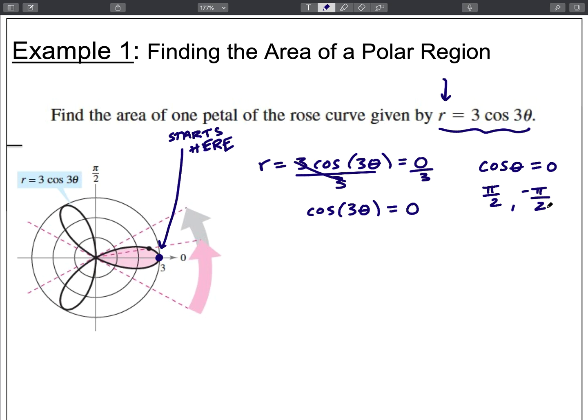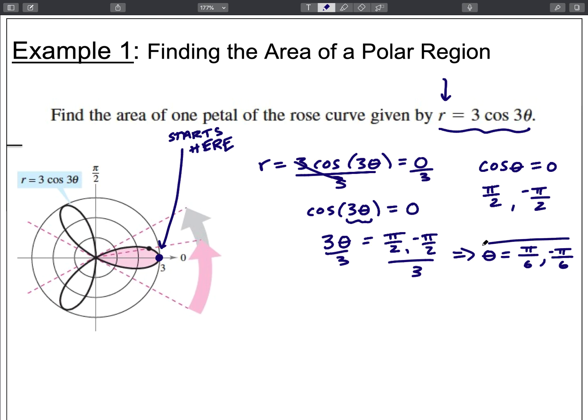Since cosine is 0 at those two places, we know that this 3 theta is going to be equal to those two places where cosine was equal to 0. Again, this comes from pre-calculus and solving these trig equations. We can then divide both sides by 3, and if you do that, you will find out that theta is going to be pi over 6, that's pi over 2 divided by 3, and negative pi over 6.